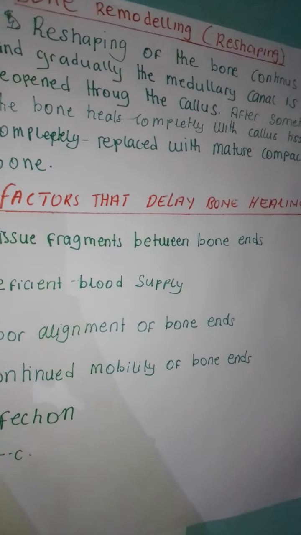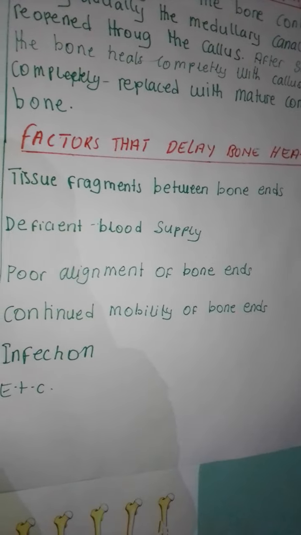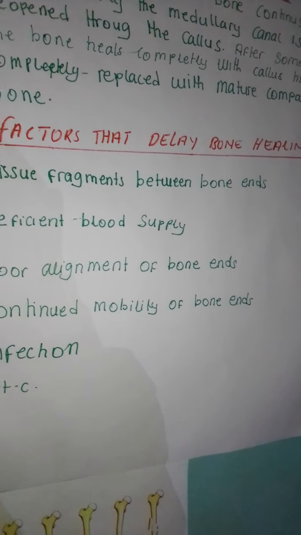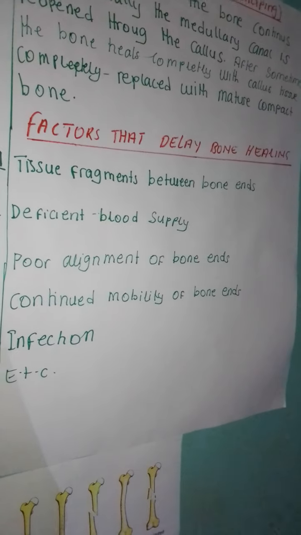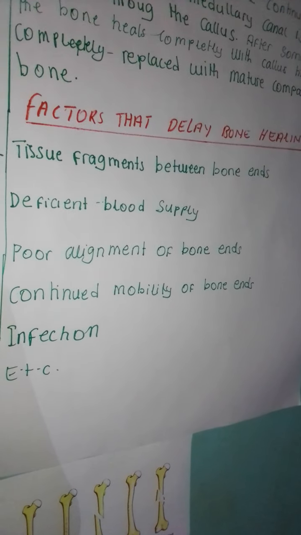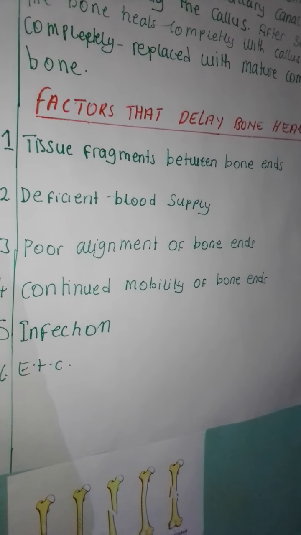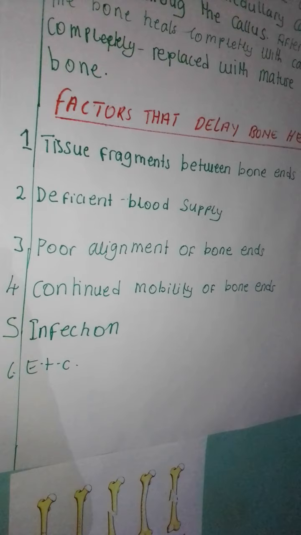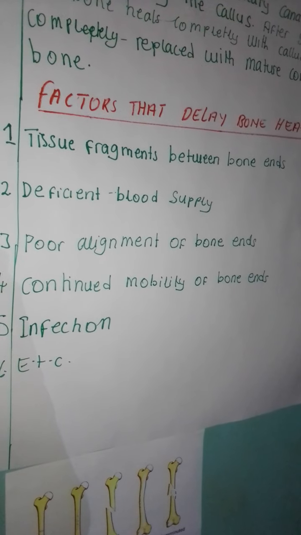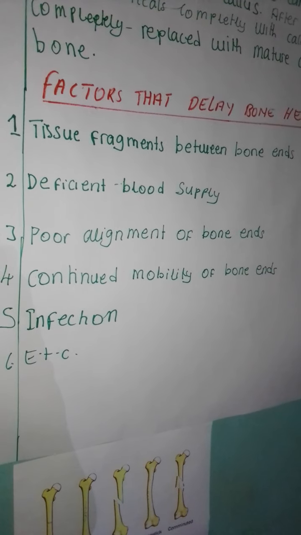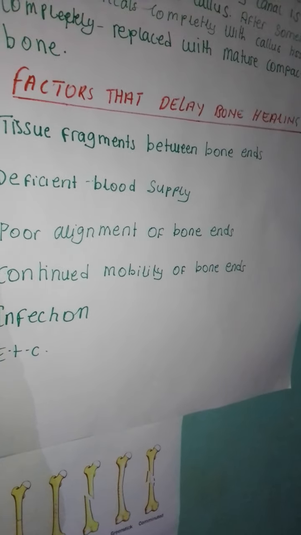What are the factors that can delay bone healing? Number one, tissue fragments between the bone ends may delay bone healing. Number two, deficient blood supply can also delay bone healing. Number three, poor alignment of the bone. Number four, continued mobility of the bone ends. Number five, infection. And there are many more factors that are not mentioned.